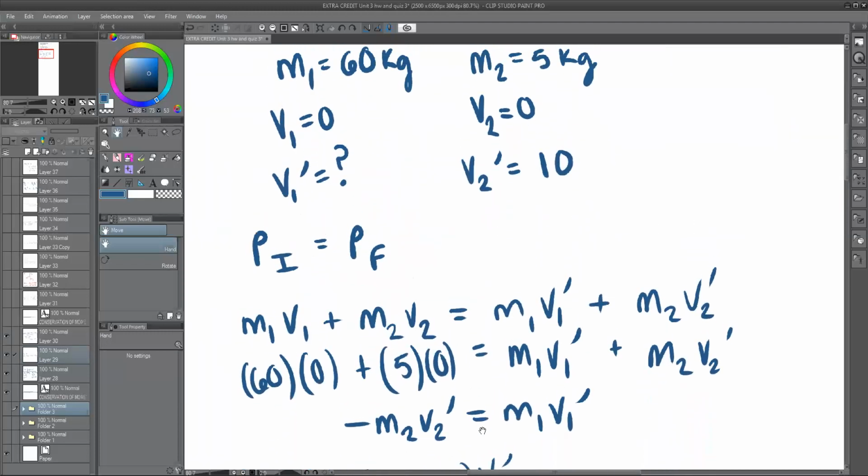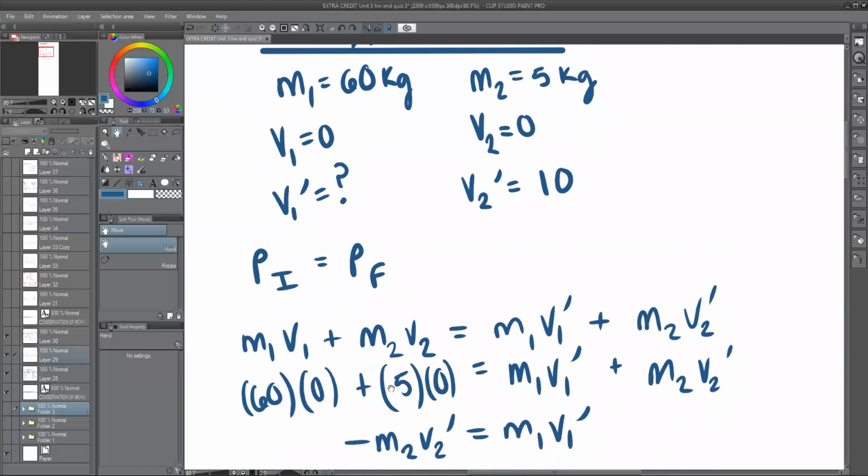So when we plug in all of the information that we know, initially her velocity and the ball's velocity are 0. So this right side is all going to be 0. And understanding that, we can move this m2v2 to the other side. So the equation becomes negative m2v2' is equal to m1v1'.